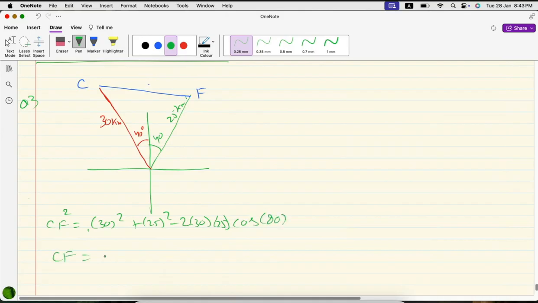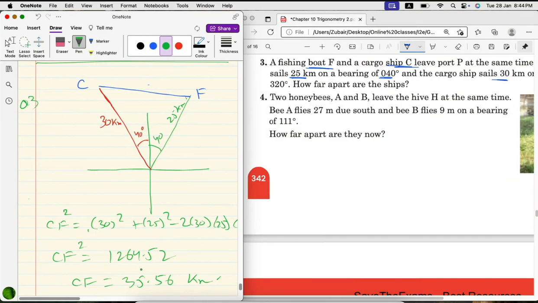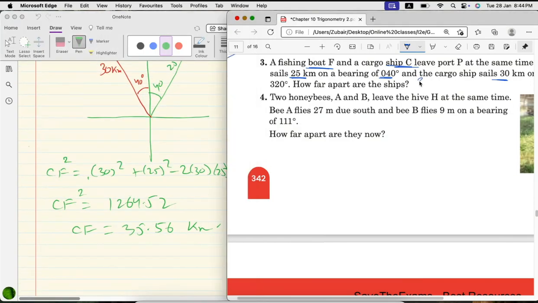So CF is equal to, punching in 30 squared plus 25 squared minus 2 into 30 into 25 into cos of 80, I'm getting 1264.52, and the square root of that, CF, is equal to 35.56 kilometers. Clear? Yes, sir. Okay. Number two is bearing 4. Try question number 4.